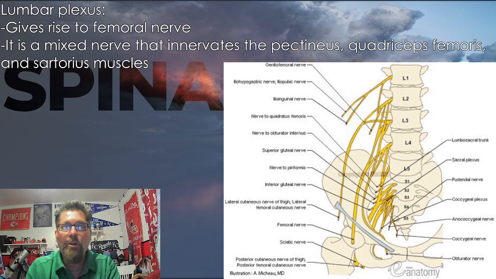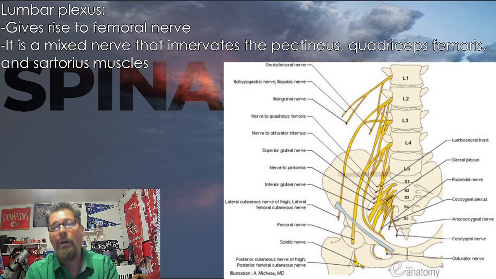Alright, next one we're going to look at is the lumbar plexus, and its main feature, the femoral nerve. And the femoral nerve is pretty important because it supplies nerve endings. And again, these are big areas that we're going to be talking about. And as you can see there, you may not know what all those words are, but quadriceps you should know. But the pectineus and the sartorius you probably do not know.